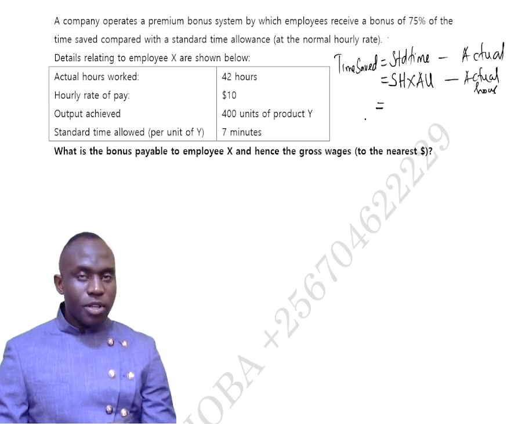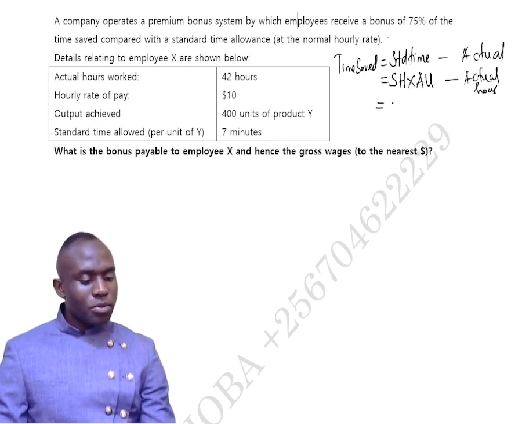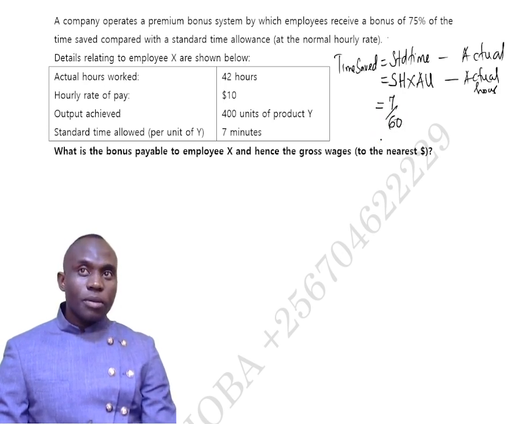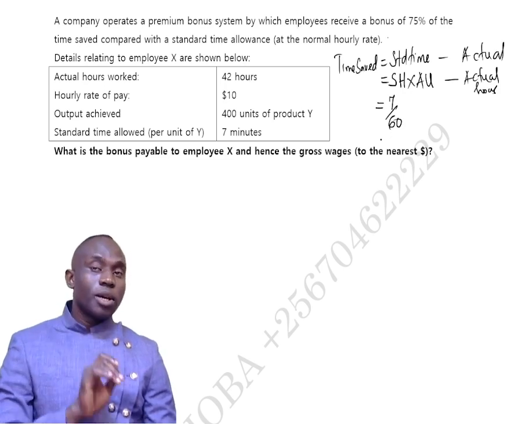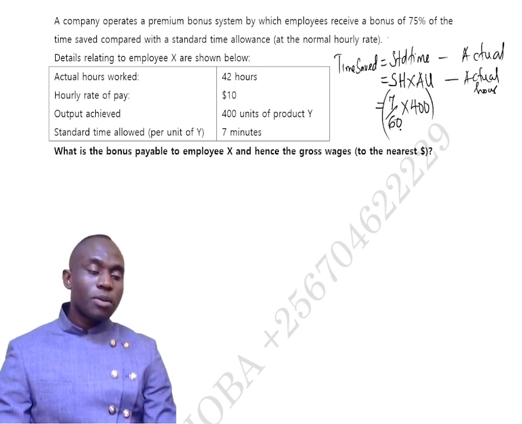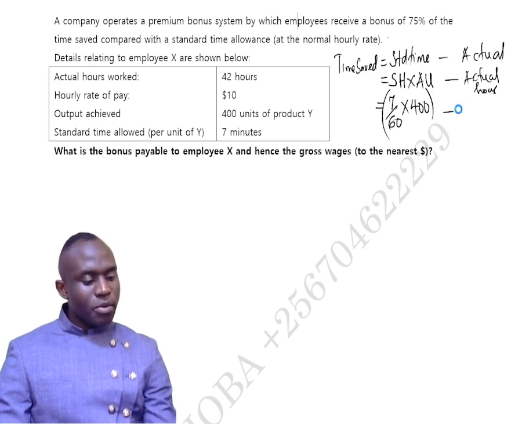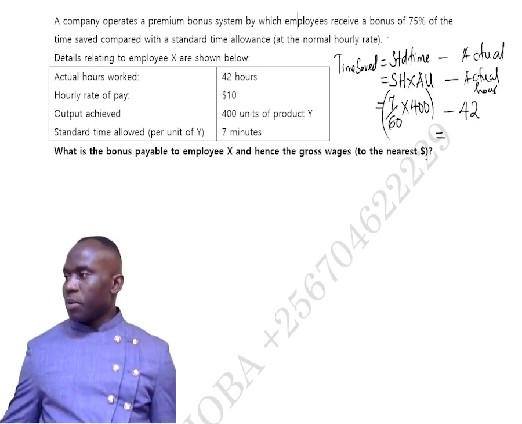So according to the standard, each unit takes 7 minutes. You see everything is in hours, so we convert the 7 minutes to hours. So it will be 7 out of 60. That is the standard time per unit, but he actually produced 400 units, so this times 400. This will give us the total time he should have taken, the expected time. Then we subtract the actual hours taken, which were 42. So the time saved is going to be, we work out this.